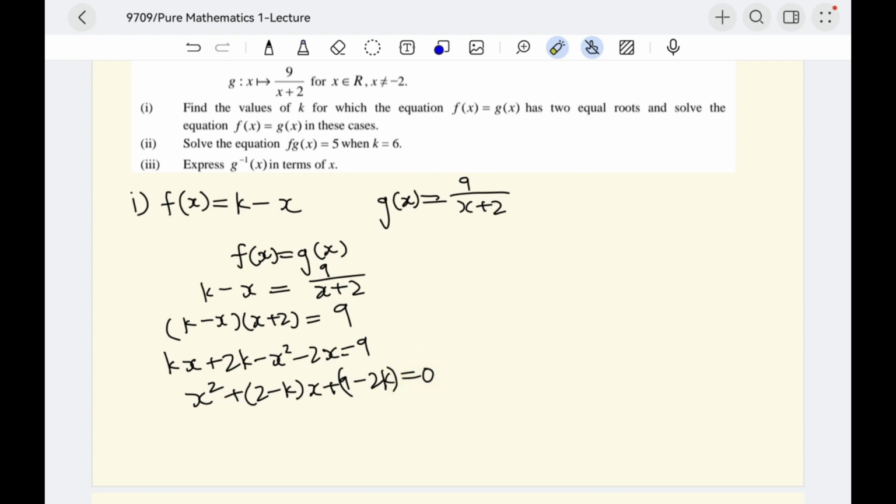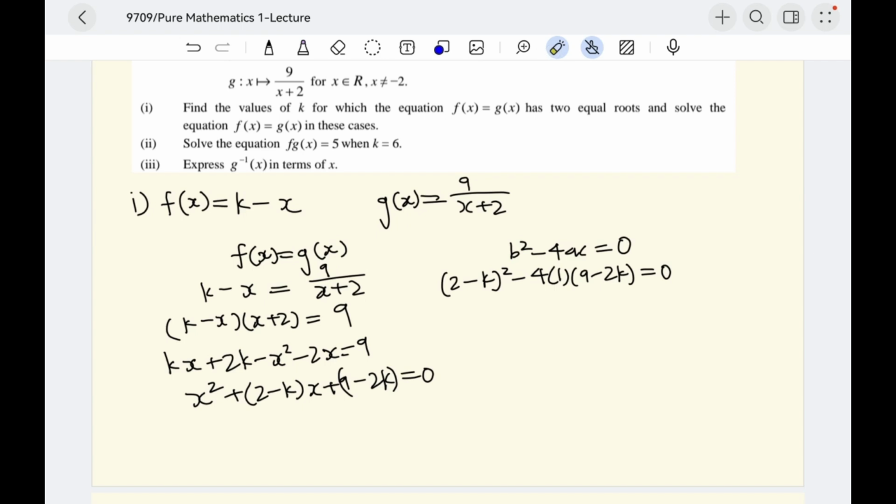So what does the two equal roots mean? It means the discriminant of this quadratic equation, b squared minus 4ac, equals 0, because when you visualize this quadratic equation in the graph, it says that your quadratic parabola curve only touches the x-axis at 1 point only. So substitute all the a, b, c inside this discriminant. Next, you expand and simplify to get the quadratic equation in terms of k.